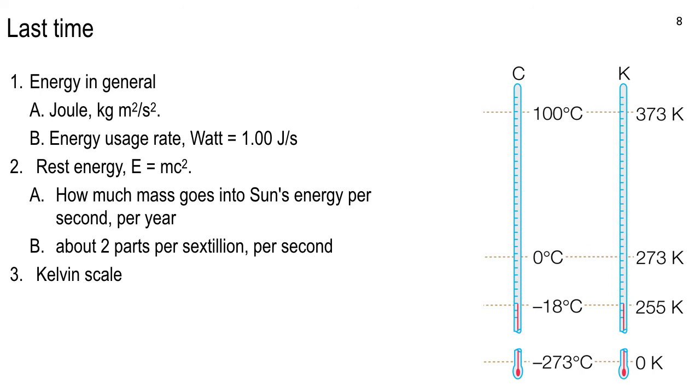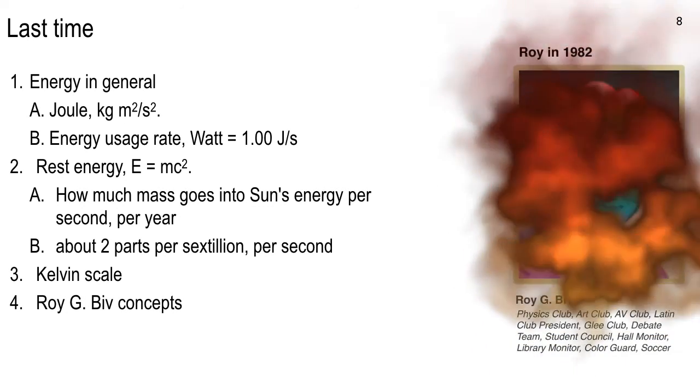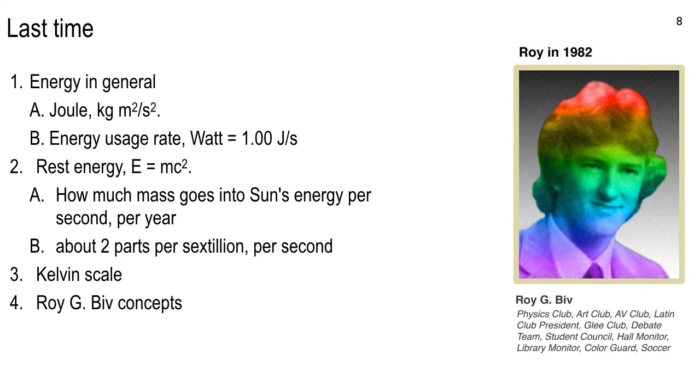So if you're trying to work with individual molecules and figure out exactly what's happening with all those molecules, you want a positive scale for temperature, and the Kelvin scale does that. We talked about ROY G. BIV concepts: red, orange, yellow, green, blue, indigo, and violet. We're going to talk about that in detail today when we talk about Doppler shift.